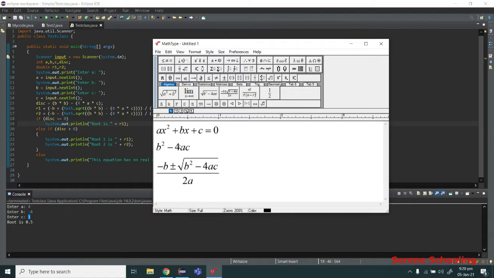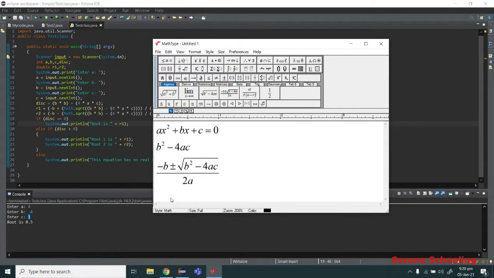If the discriminant is 0, both of its roots will be equal. If it is greater than 0, then both of its roots will be real and different. And in case it is less than 0, then its roots will be imaginary numbers.